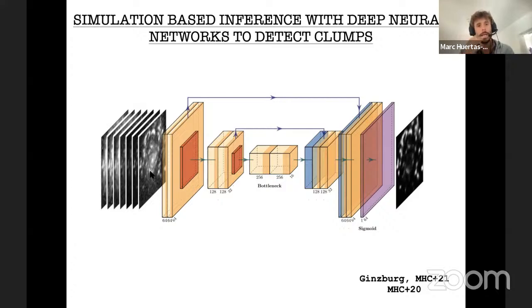So you can train a neural network on the mocks from the simulations, going in the other direction, where you know in 3D where the clumps are, and you teach this neural network to, from the 2D images, identify the positions and the stellar masses of the clumps in the 2D image. Okay, here we are using standard CNNs and encoder-decoder networks, for those who know how these work.